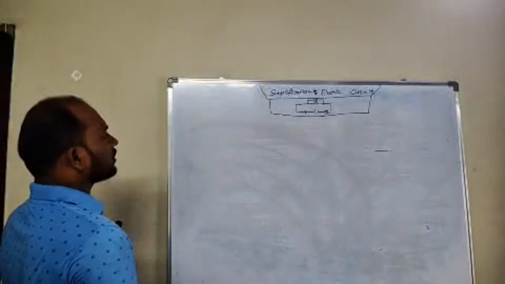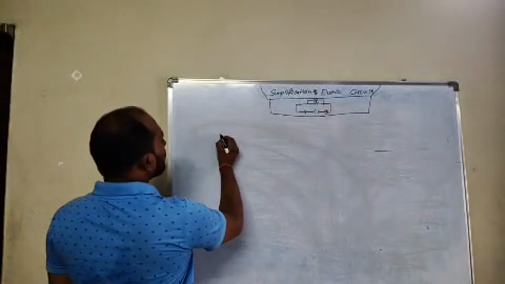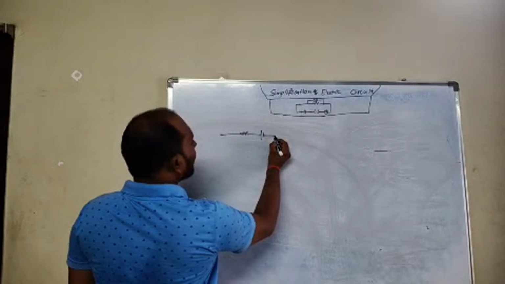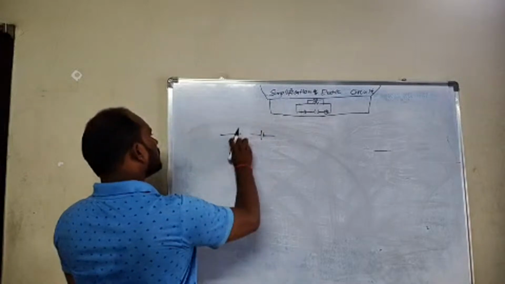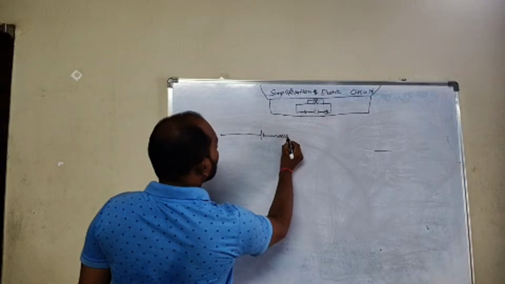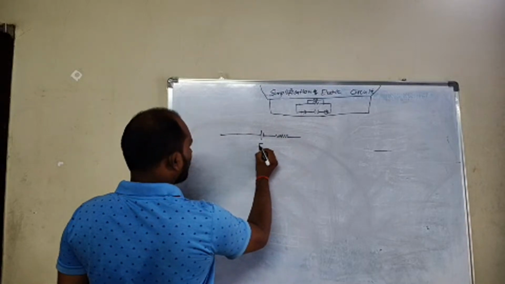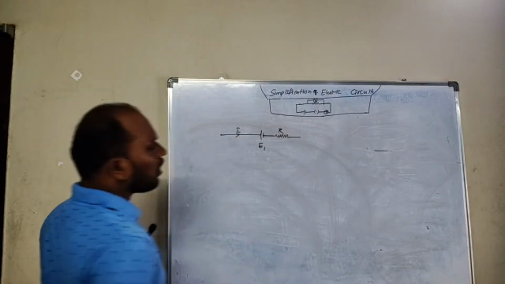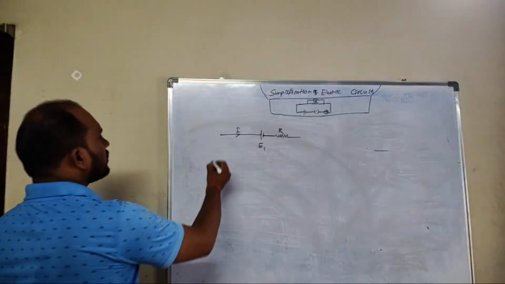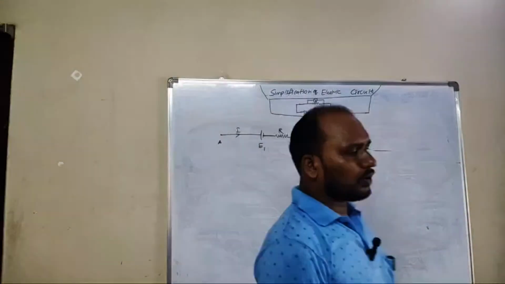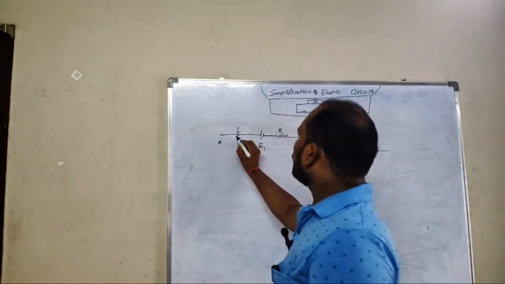Let's see that knowledge. Let us take an example. I take one resistance and one battery here, and I take a line here. I take a battery. So this is V1 and current is I, and this is resistance. Let us say R is the resistance. This is point A, guys, this is point B. Current is moving from A to B.